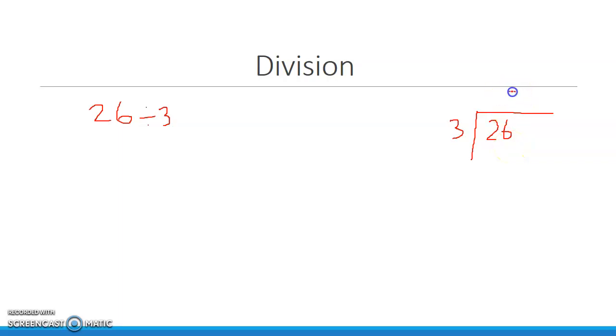So we saw 8 into 3 is 24. 8 threes are 24. 6 minus 4 is 2. So here the quotient is 8 and the remainder is 2. Here the quotient is 8 and the remainder is equal to 2.